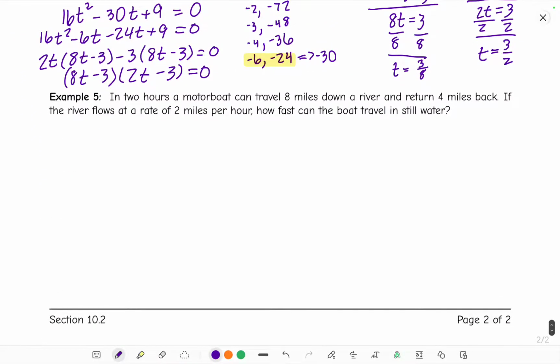And then example 5. In 2 hours, a motorboat can travel 8 miles down a river and return 4 miles back. If the river flows at a rate of 2 miles per hour, how fast can the boat travel in still water? I'm hoping that you recognize this as uniform motion. So if you remember, from chapter 6 when we did these problems, we used d equals r times t.